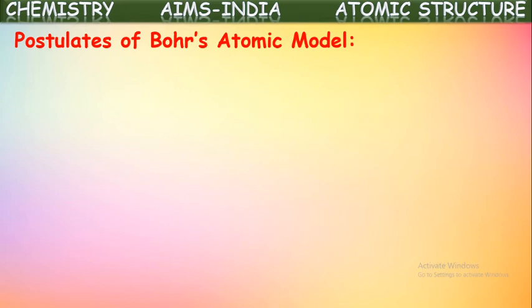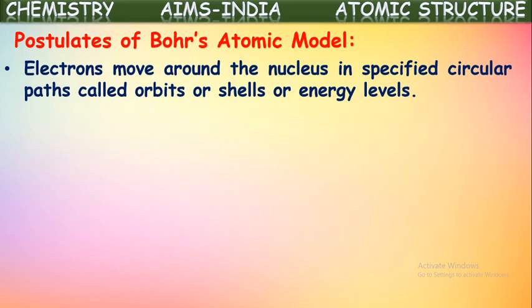Let us see the postulates of Bohr's atomic model. Electrons move around the nucleus in specified circular paths called orbits or shells or energy levels. Yes, electrons are revolving around the nucleus in fixed, specified, imaginary paths. Those imaginary paths where electrons revolve around the nucleus of an atom are called orbits, shells, or energy levels.